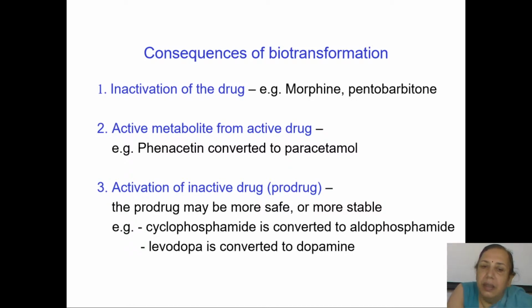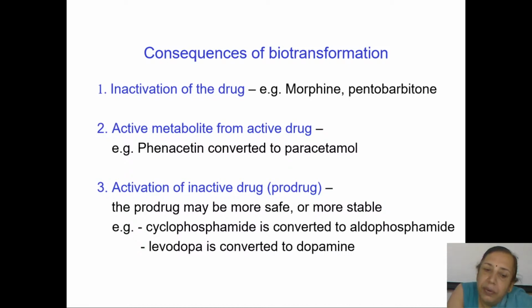The inactive drug form which is taken is called the prodrug. A prodrug undergoes biotransformation and gets converted to the active form of the drug which produces its biological effects. If we give examples, we have cyclophosphamide, which is converted to aldophosphamide, the active form. I think you are all familiar with levodopa, which in itself is not active but is converted to dopamine, which is biologically active and is able to produce its therapeutic effect.